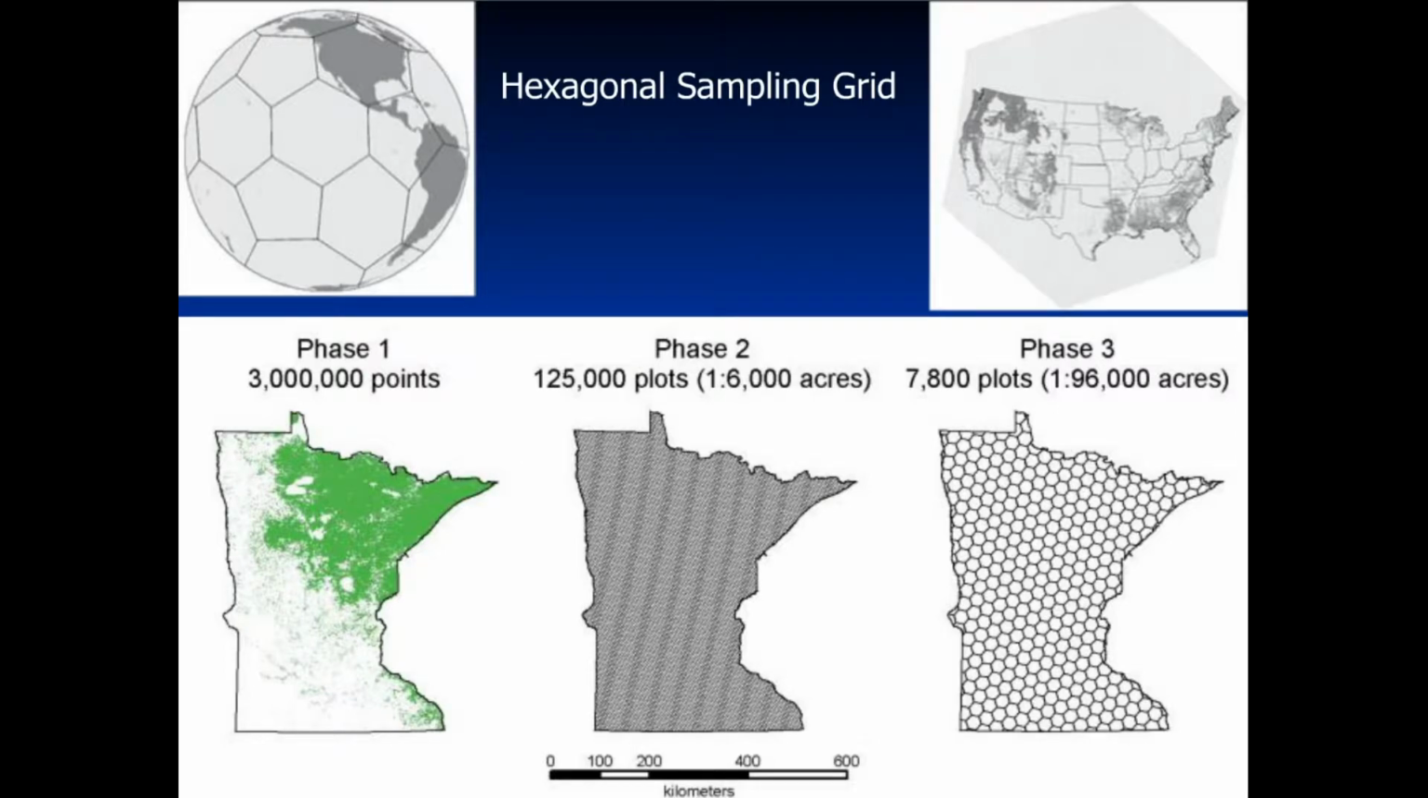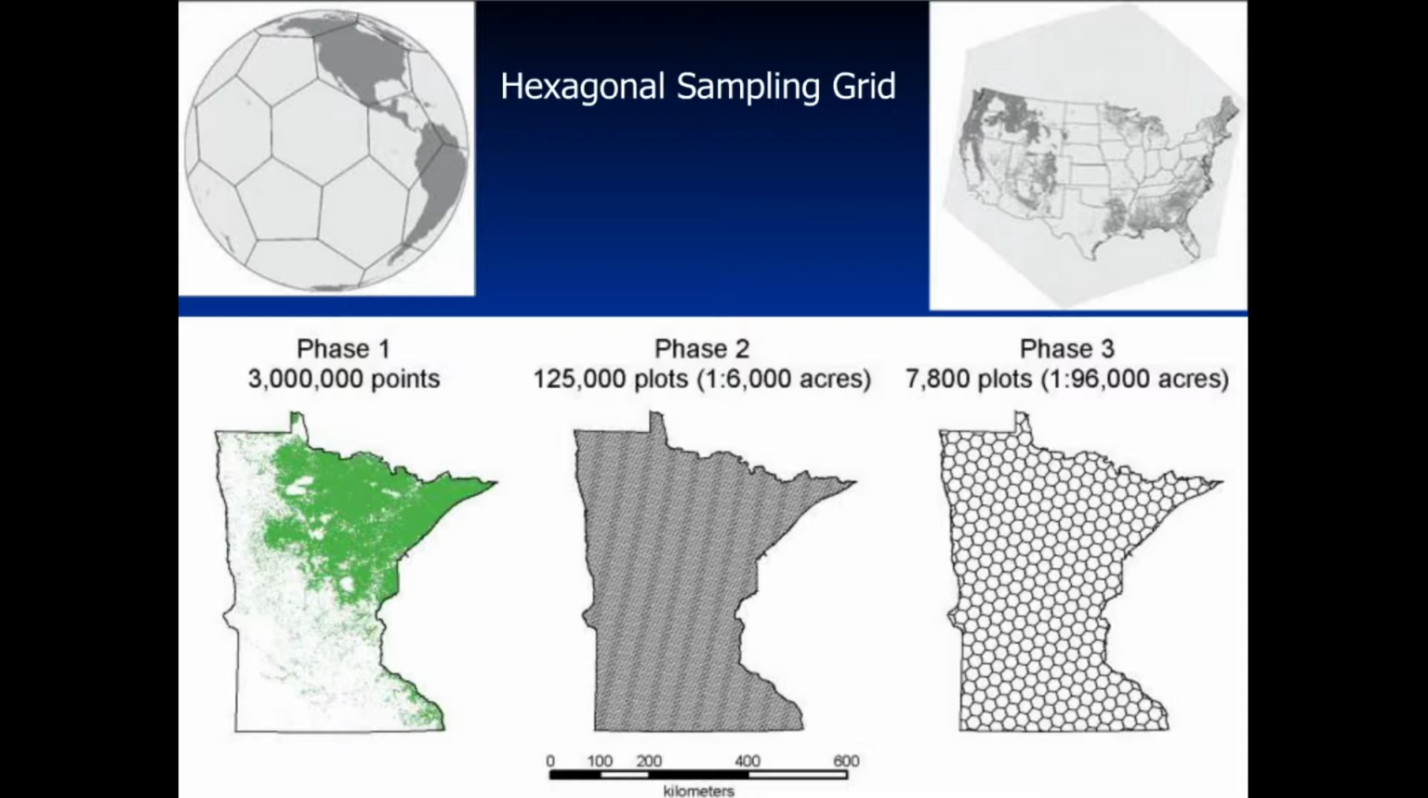Looking at the scale of the sampling grid, here's a very coarse hexagonal scale, but you can tessellate these across the landscape at any scale. Here's one sitting over the U.S. This is a forest lands map of the U.S. But carrying it down to the state level, this is what the phase 1 spatial grid would look like for detecting forest lands, 3 million points across the U.S.